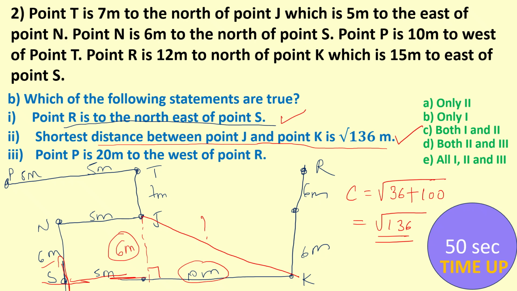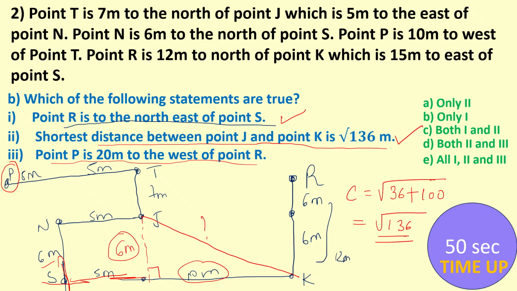Next statement: point P is 20 meter to the west of point R. This is your point R, and this is your point P. If you see here, this should be slightly lesser, because it's 12 meter. So here will be 6 meter. This is your point R, which is 6 meter, and this is the 12 meter they have said. Point R is to the north of point K. Now they are saying point P is 20 meter to the west of point R.